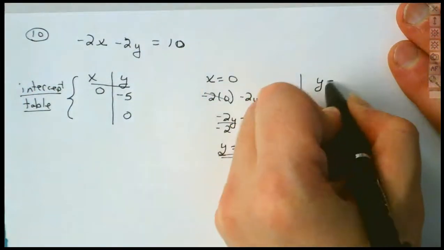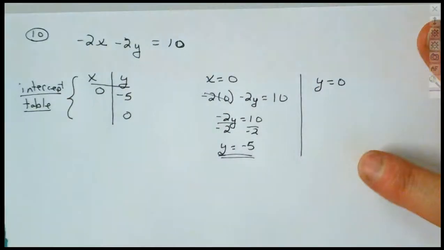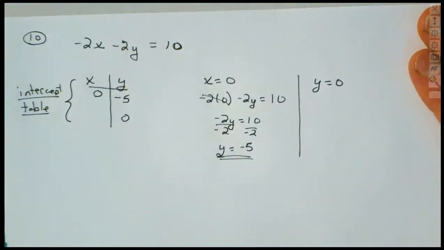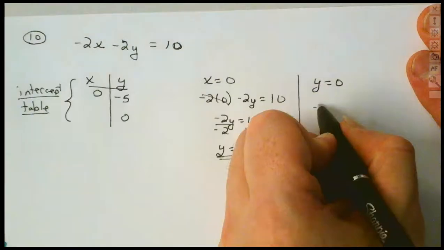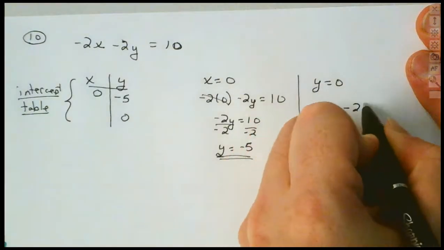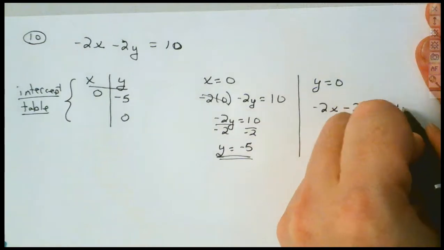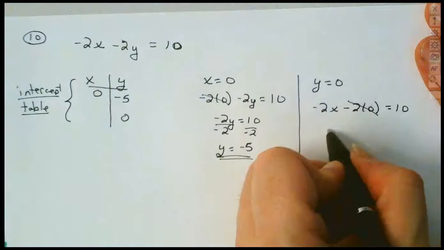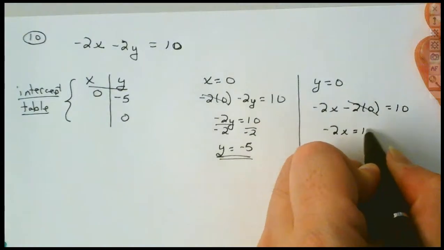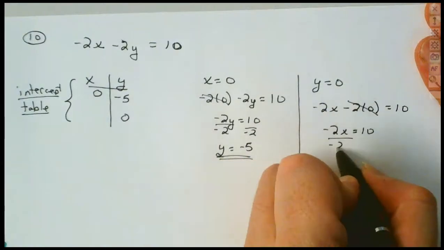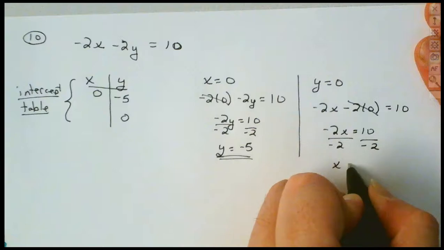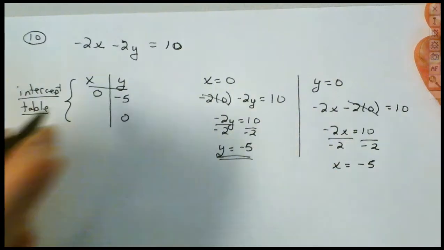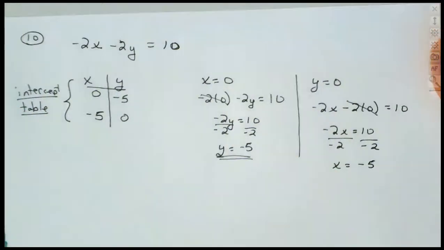Next one, y equals 0. That's going to give us now our x-intercept. So plug in your y equals 0, and we get -2x minus 2 times 0 equals our 10. That part goes away again. So -2x equals 10. Divide by our -2, and what do we get? x should equal that -5.